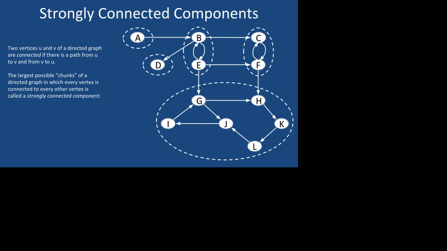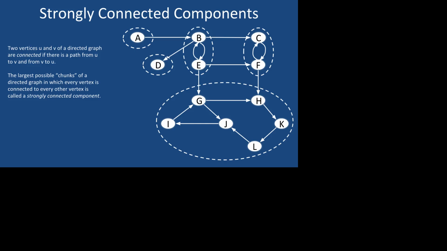But what we're after with strongly connected components are the largest possible chunks. And so these chunks have the property that you can't make them any bigger. And if you put any other vertex in that lower chunk, you won't have a strongly connected component. Right. But you can't get from K back to B. Right. It has to go both ways.